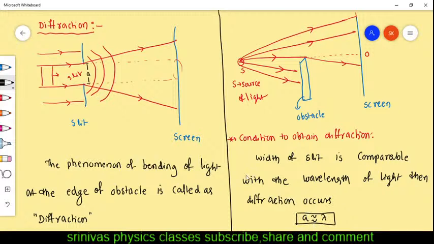In diffraction, the light rays are bending in both the cases, right? If the bending light rays again interfere and superpose with each other, then you will observe alternate bright and dark bands.